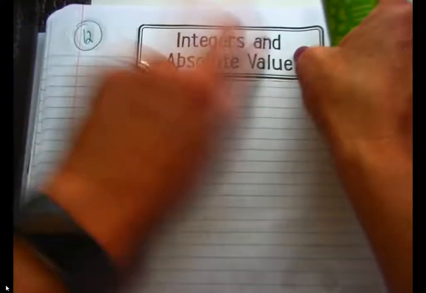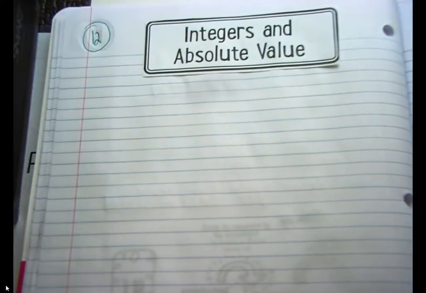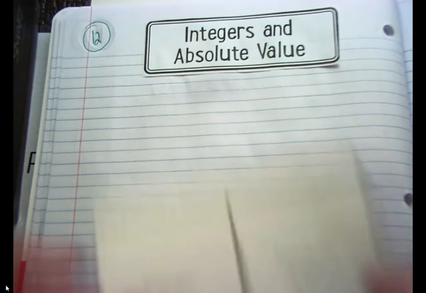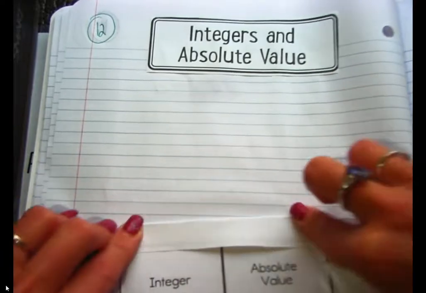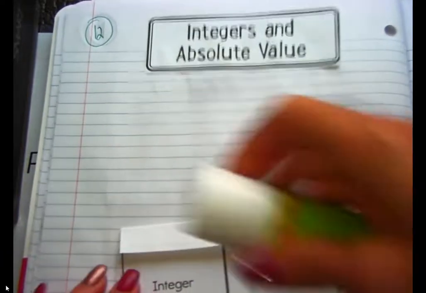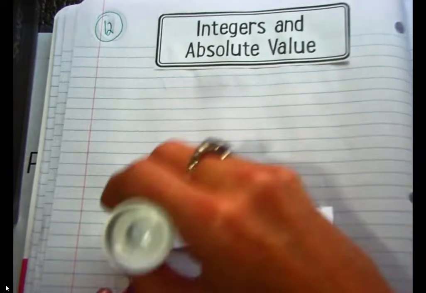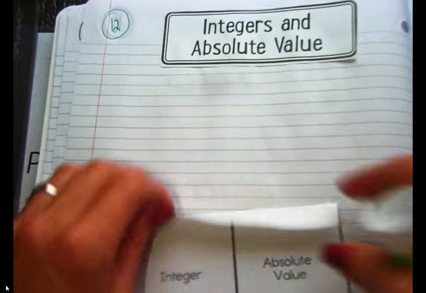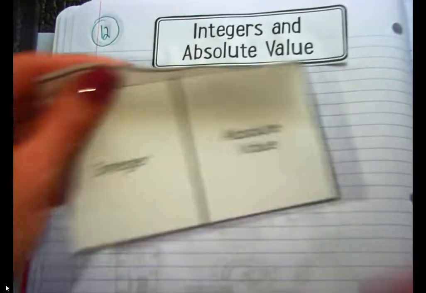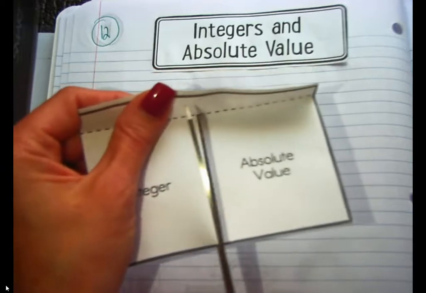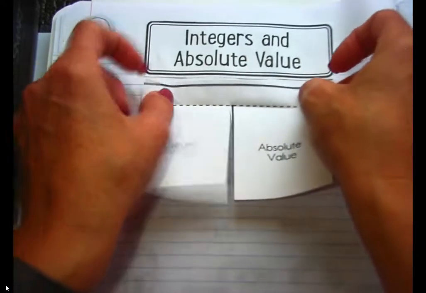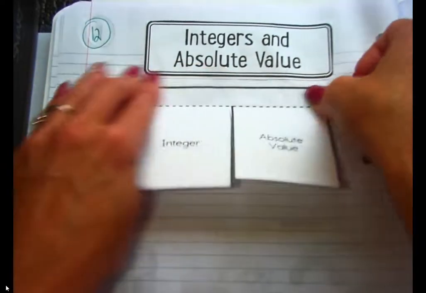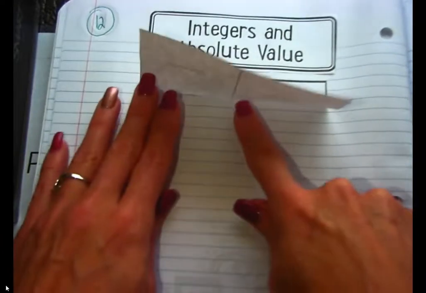So we're going to first put our title here at the top, integers and absolute value. And then beneath the title, we're going to take this piece here, and I'm going to fold it towards me on that dotted line, like so. And then I'm going to put glue across this. And I'm also going to cut right here between the integer and absolute value. So you can glue it down here underneath, integer and absolute value, just like that.